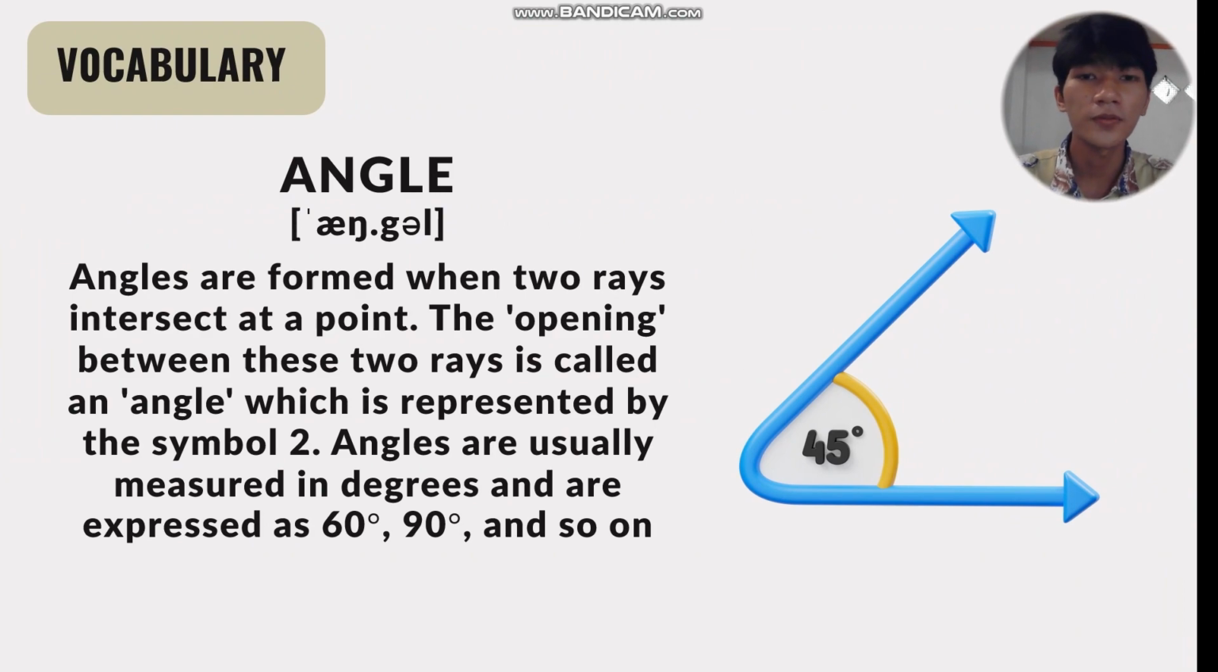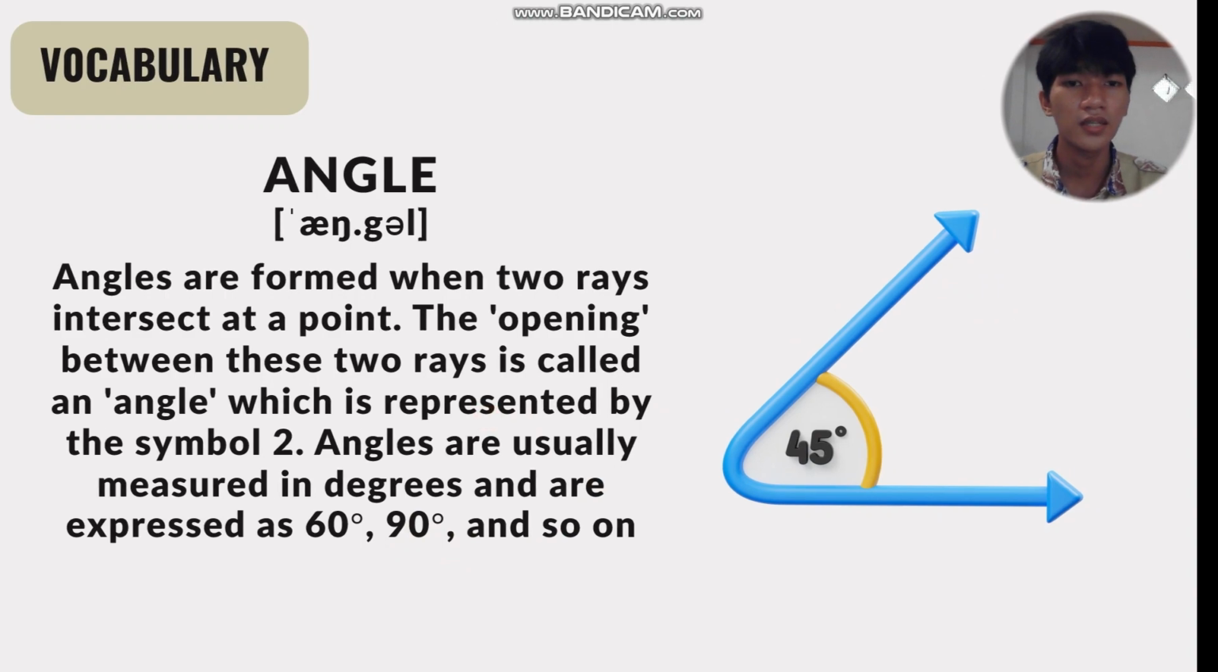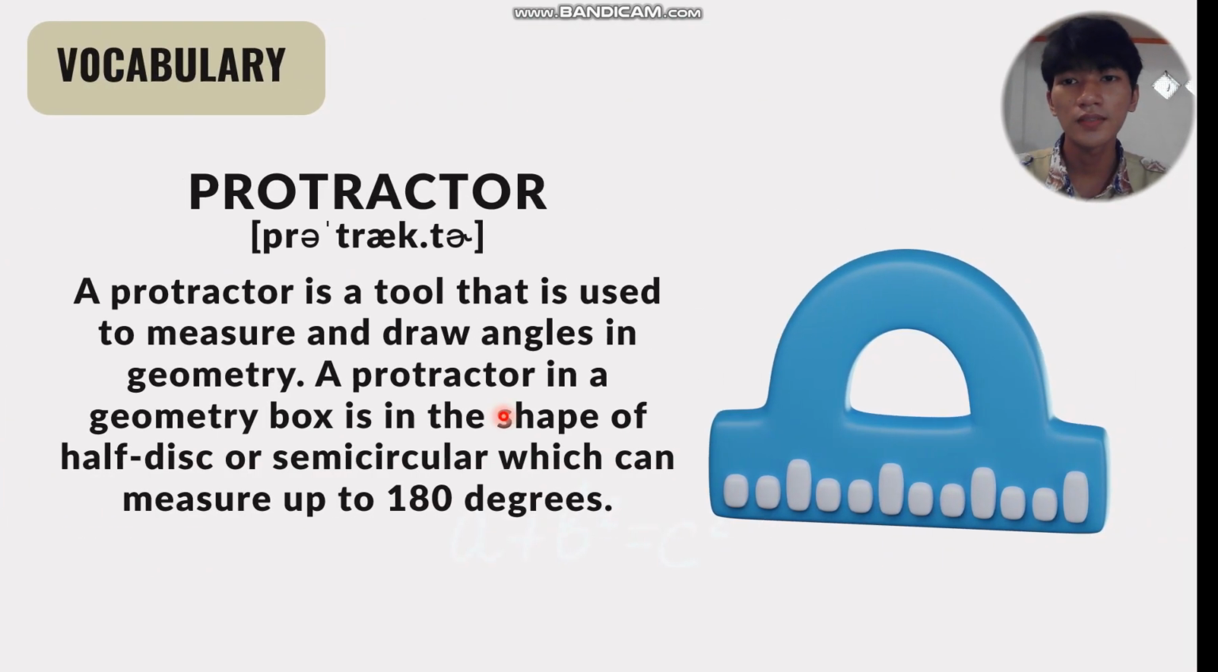Angles are formed between two rays that intersect at a point. The opening of an angle is represented by a symbol. Angles are usually measured in degrees and are expressed as 60 degrees, 90 degrees, and so on. This one is angle.